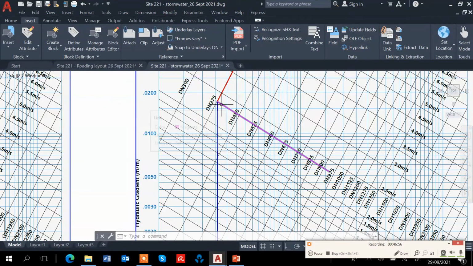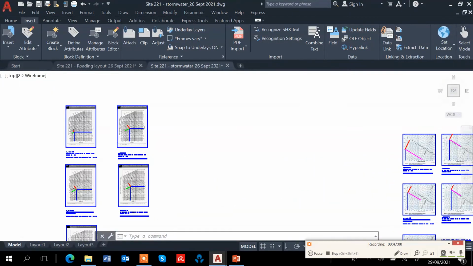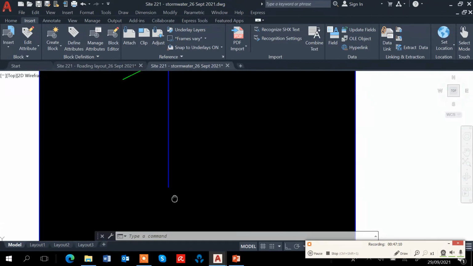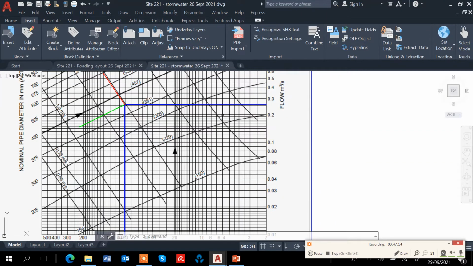I still can get 375, but on the Manning formula chart, I use 0.26. I use the same thing, 1 in 62, which is 0.016, and then I use 0.26 here.